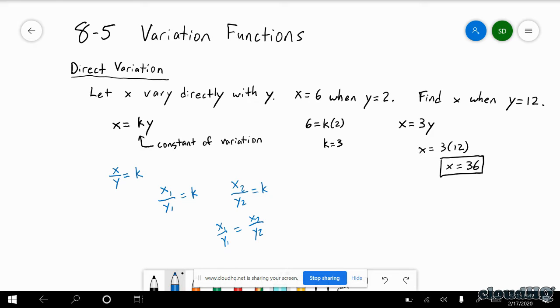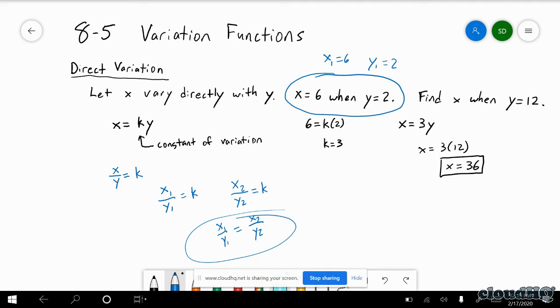If A equals B and C equals B, then A equals C. What's that called? The transitive property of equality. That's what we're using here. Because that's true, I know that this situation is true. How would this be helpful on this particular problem? Well, the one set of data, X is 6 when Y is 2, that's like your X1, Y1.